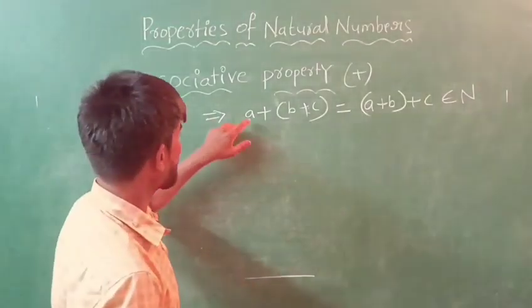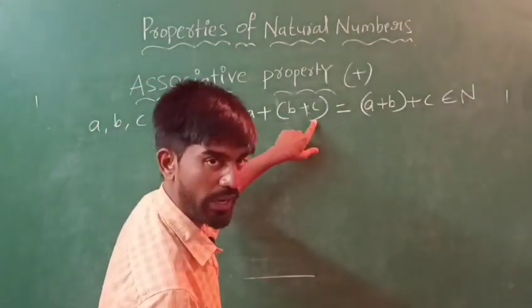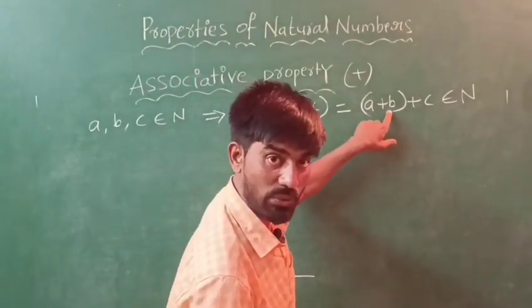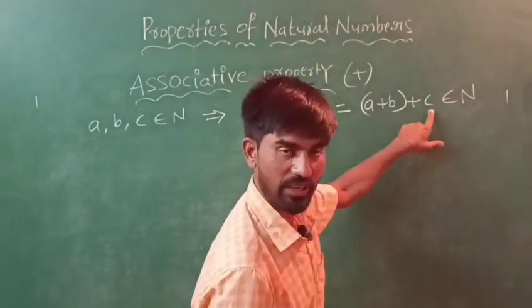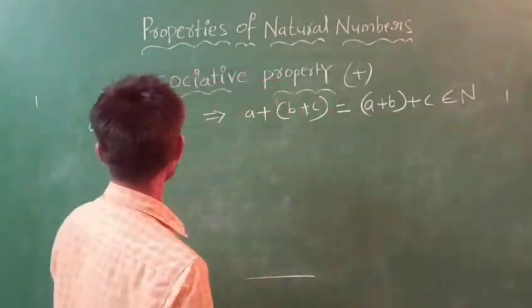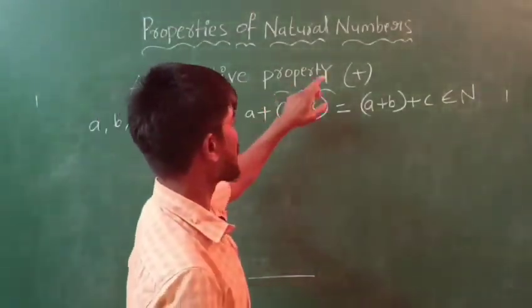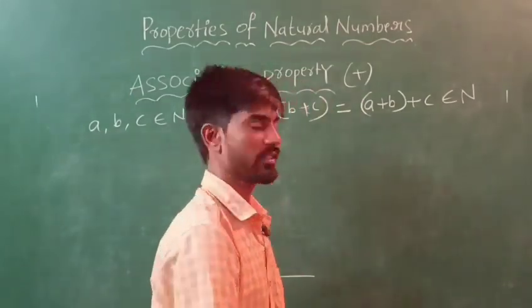Here a, b, c belong to natural numbers. That implies a plus (b plus c) equals (a plus b) plus c, where a plus b is written together within the bracket, plus c individually. If this condition is satisfied, the associative property under addition is followed or satisfied.